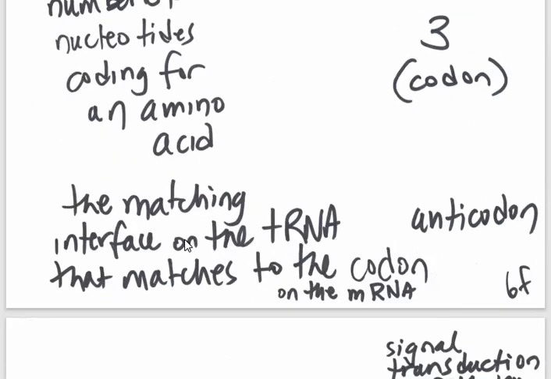On the transfer RNA, there is a matching portion that matches to the codon on the messenger RNA. On the transfer RNA, it is called anti. It's called this.